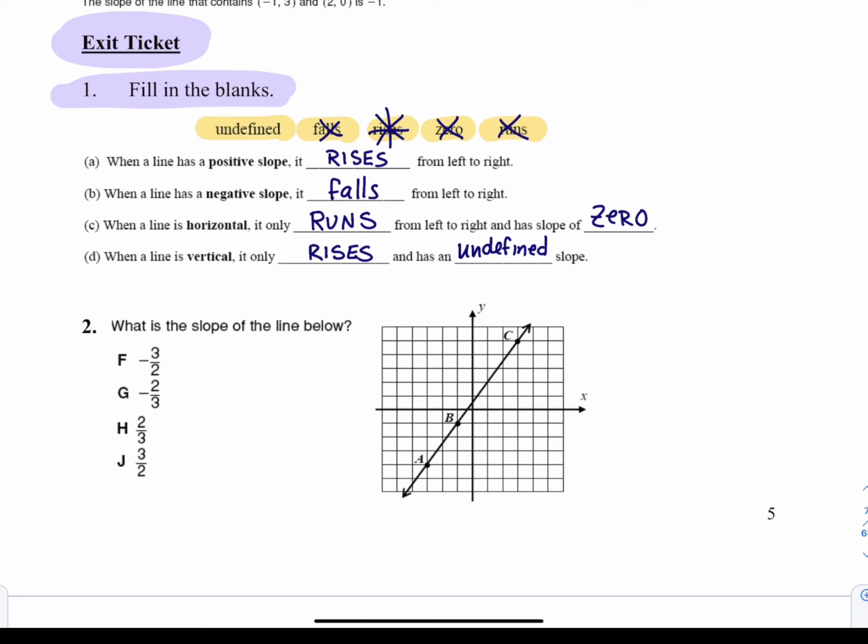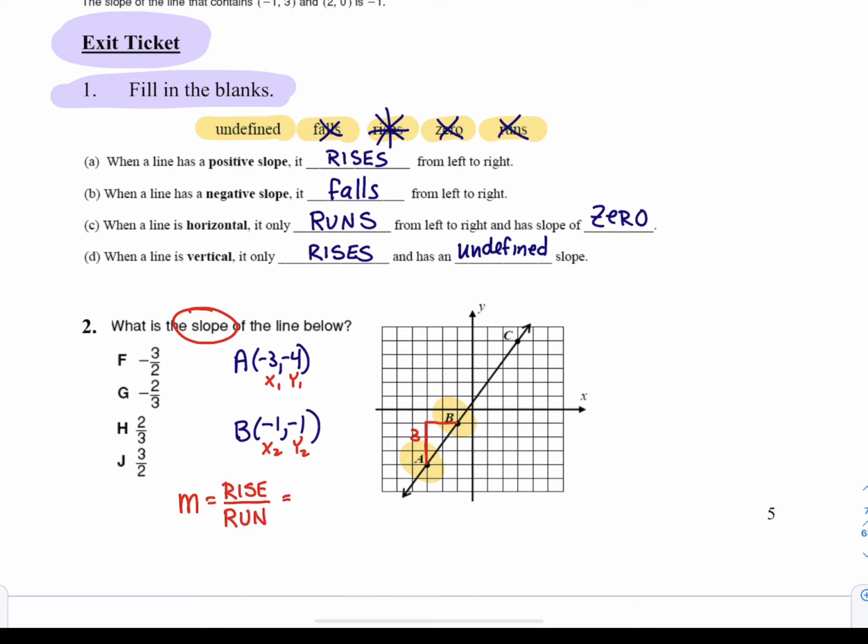So for any 2 points picked on a line, like the one in this example, we have to read the coordinates off the graph, and then calculate the slope from the points that we've chosen. Here we're using A and B, and putting those into the rise over run, we calculate the rise to be 3 and the run to be 2, so the slope is 3/2.